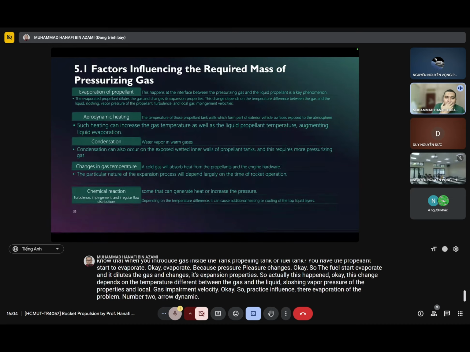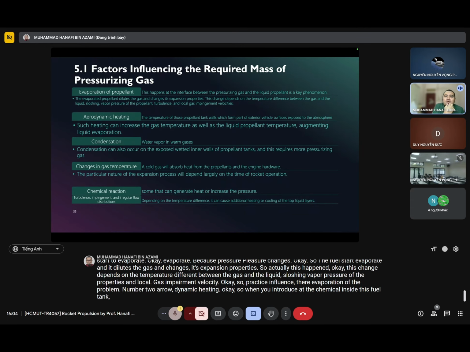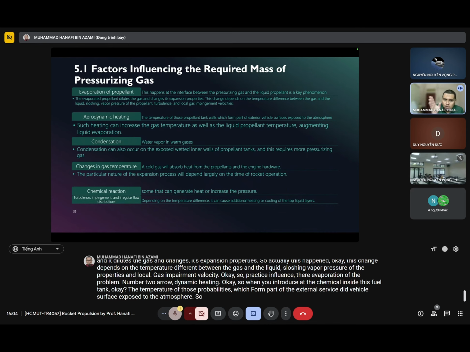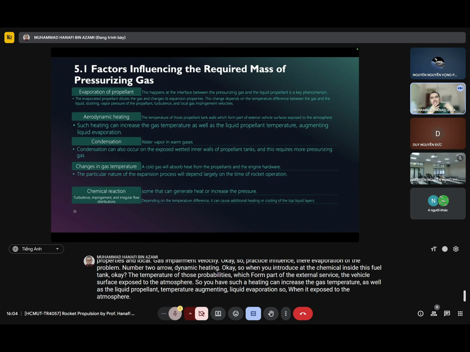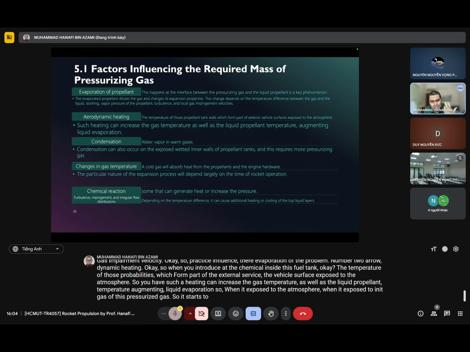Number two, aerodynamic heating. When you introduce other chemicals inside this fuel tank, the temperature of those propellant walls, which form part of the exterior vehicle surface exposed to the atmosphere, increases. Such heating can increase the gas temperature as well as the liquid propellant temperature, augmenting liquid evaporation. So when it is exposed to the atmosphere, and to this inert pressurizing gas, it starts to heat. The temperature starts to increase.